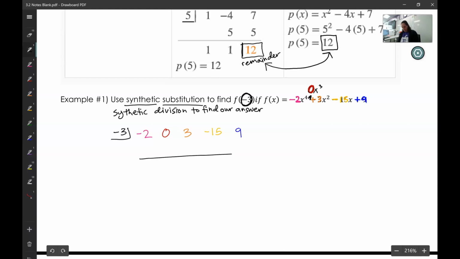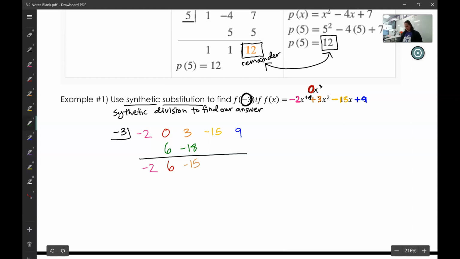Okay, now I do my synthetic division. Bring down the very first one, and then do my pattern. I take that number times the box number: -2 times -3 is +6. Put it in the next column. Add that column: 0 plus 6 is 6. Repeat it because I have more columns. That number times the box number, 6 times -3, is -18. Add it: 3 minus 18 is -15.